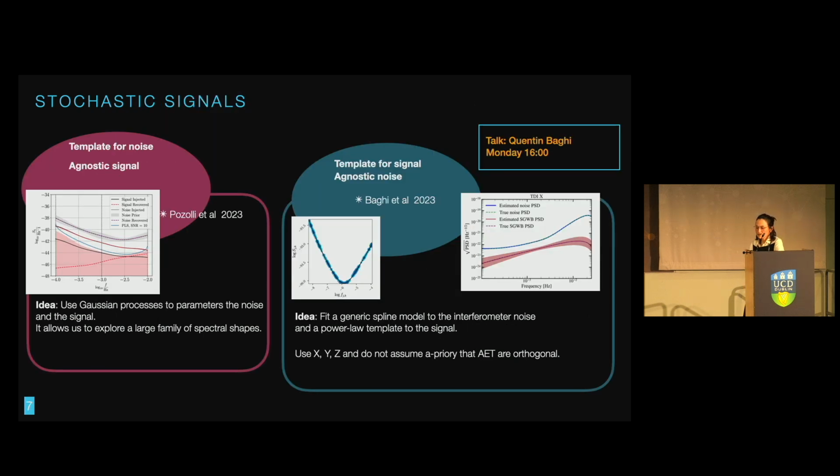In a very recent work, they try to use Gaussian processes for estimating both the parameters of the signal and the parameters of the noise. And the step forward in that work is that they start with a theoretical model of the noise, but they also allow for variation of the shape of the noise.